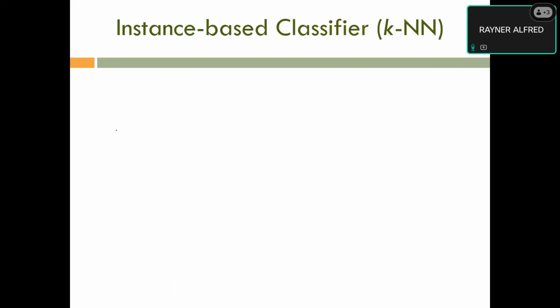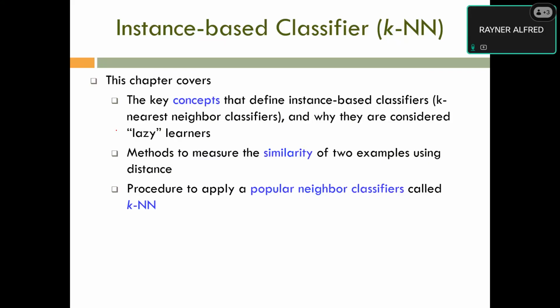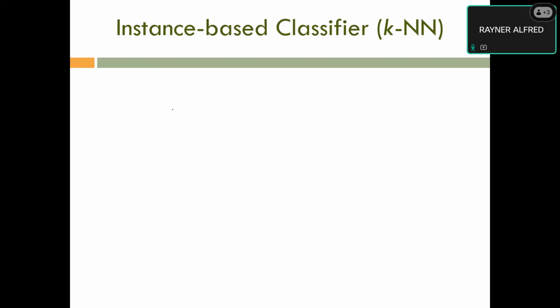Okay, so this is also called a lazy learner because we do not do any modeling, but instead we measure the similarity of two examples using Euclidean distance or the cosine distance. Okay, so they call it KNN because the K is a variable that holds the number of nearest neighbors that you want to use to compare.